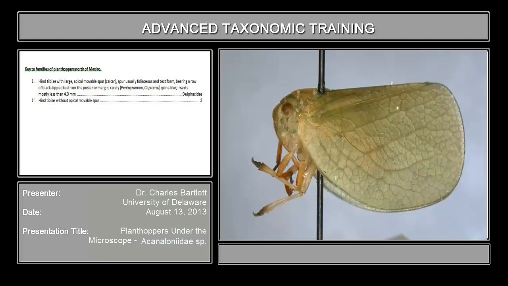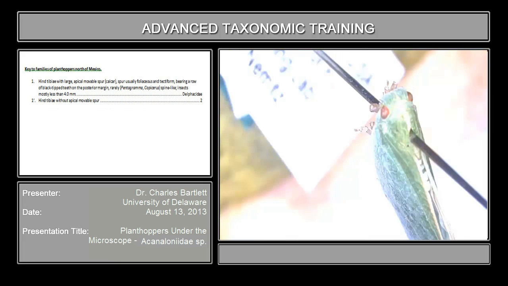Okay, once again, starting out at couplet 1, hind tibia with a large movable apical spur. I've positioned this deliberately so we can see the underside of the apex of the hind leg. There's the tibia, and if that spur were present, and it's not, you would see it right there. I've also positioned it so we can see the first tarsomere, and the second is right in there. You'll see there's a pair of spines on the second tarsomere, and a little conical thing projecting from it. So this is the next couplet.